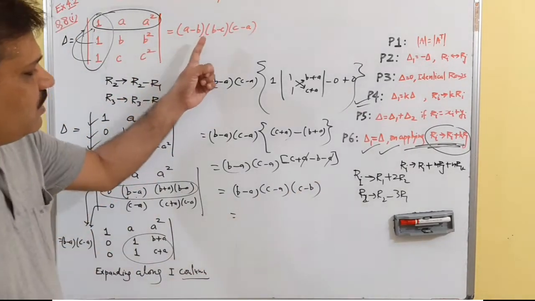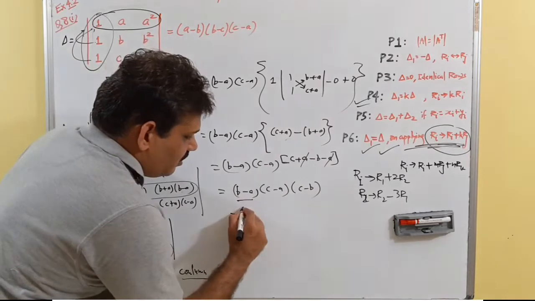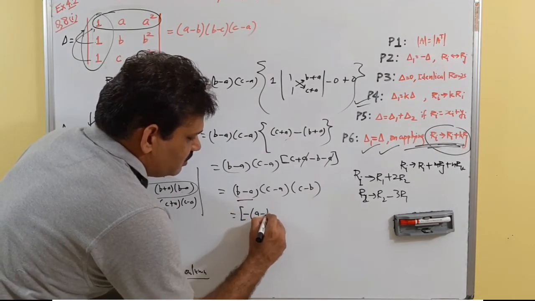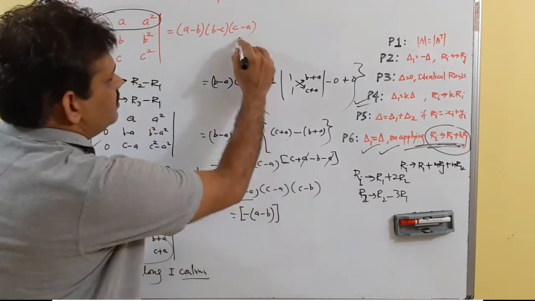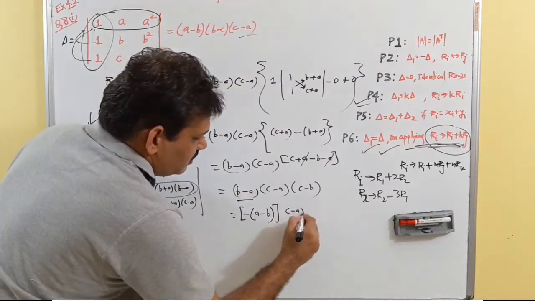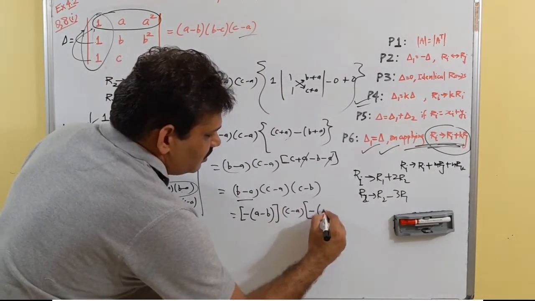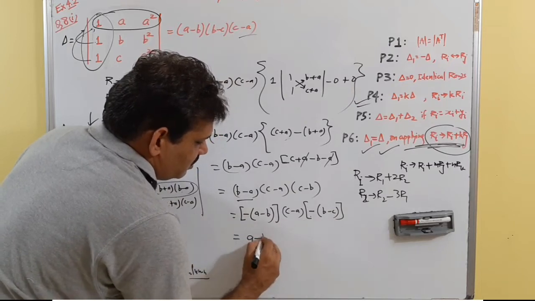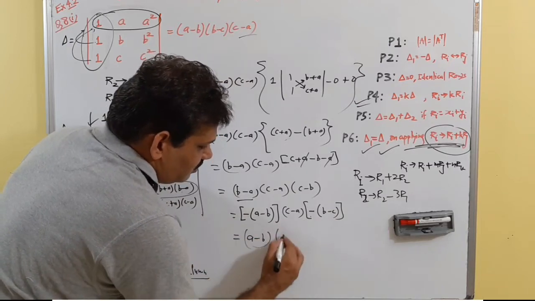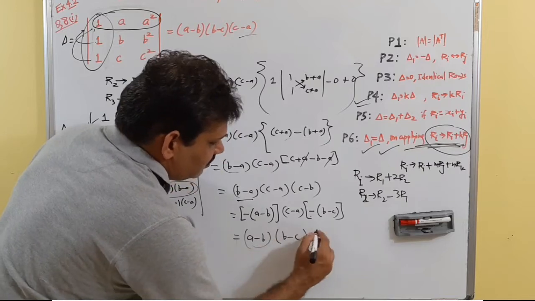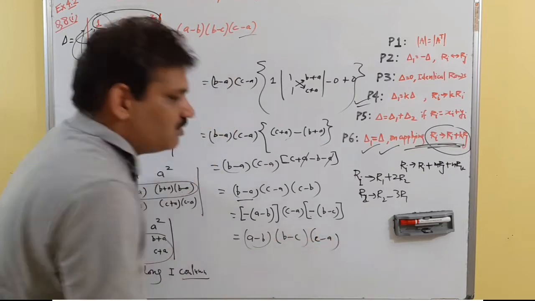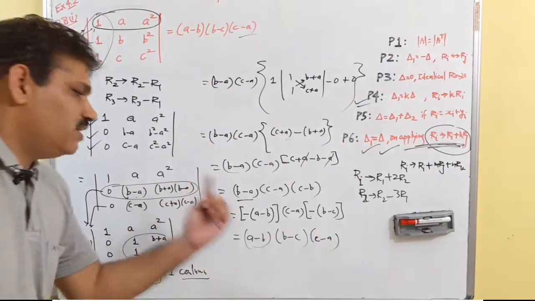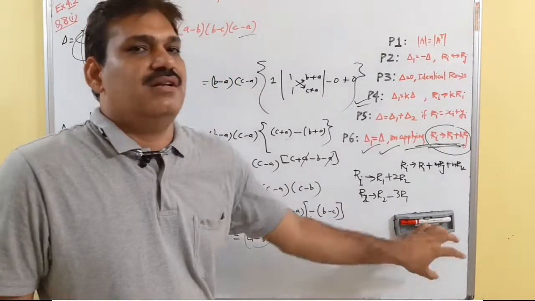We need A minus B, B minus C. So from here I take a negative sign common. This gives me A minus B. C minus A is okay. From C minus B, I take a negative sign common. This gives me B minus C. Now minus into minus is plus. So this gives me A minus B, B minus C, C minus A. Cyclic order: A minus B, B minus C, C minus A.